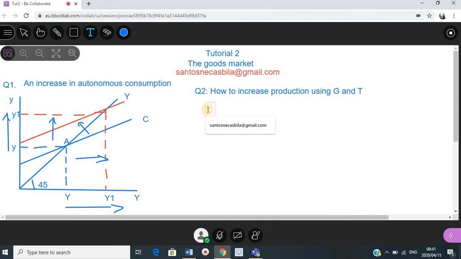So what basically happens is that if we need to increase our production, okay, we ought to increase government spending, or the government should increase their government spending. So I would just say government should increase G.